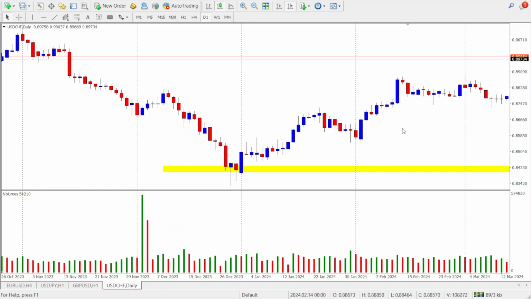Another important risk management tool is your position size. Ensure that you are trading with an appropriate amount of risk relative to your trading capital. A common guideline is to risk no more than 1 to 2% of your account balance per trade.